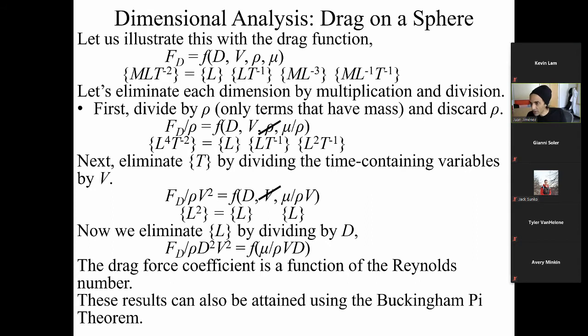So, Nicholas, you had a question? Yeah, when you said now we eliminate L by dividing by D, how did you get the D squared on the left side? So what you want to do on the left-hand side is get rid of the number of L's that are on that side. That's why we squared the D. But on the right-hand side, there was just one L for length, and here there was only one L. Okay. All right.